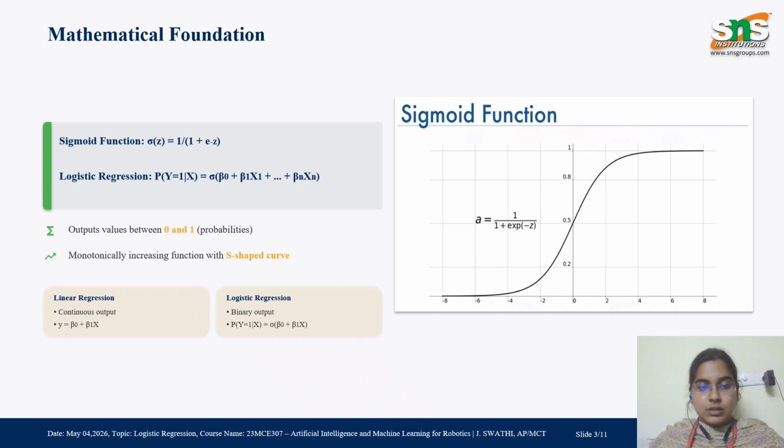A default threshold, usually 0.5, is applied to this probability to assign a final class label. For example, if the probability is greater than 0.5, the model predicts class 1, that is spam. Otherwise, it predicts class 0, that is, it's not spam. So this is a basic example of the sigmoid function and logistic regression.